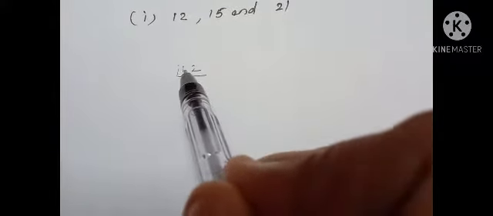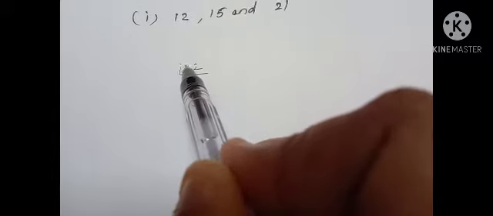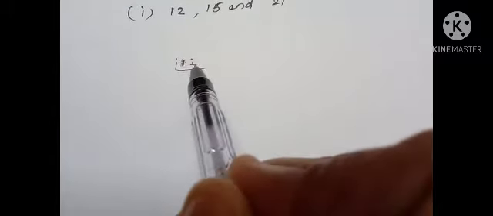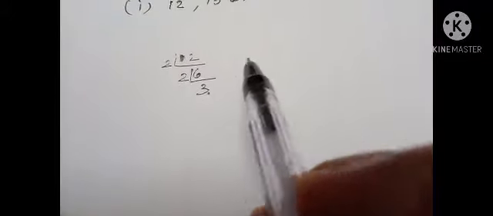So first we have to prime factorize each number. First we can prime factorize 12. 12 is an even number, so we can divide it by 2. 6 2s are 12. Again we can divide it by 2. Then we got 3. 3 is a prime number, so we have to stop.